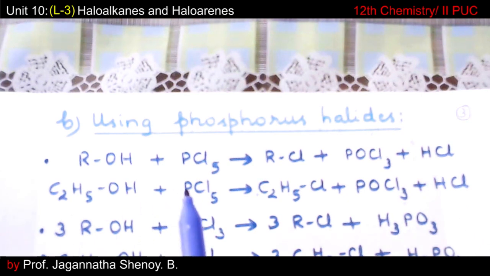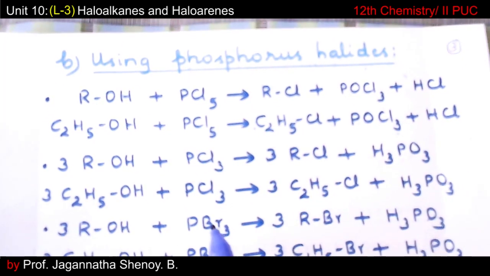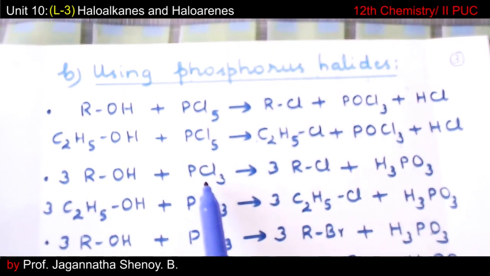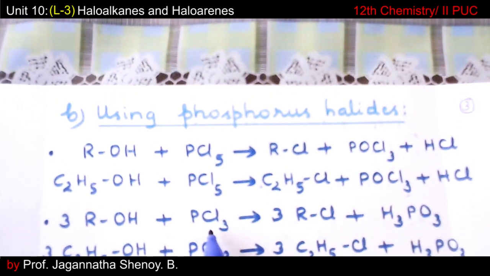But instead of making use of phosphorus pentachloride, I can go for trihalide also. When we say trihalides, we have only two trihalides that are readily available. One is PCl3 and the second one is PBr3. So when you consider PCl3, in what way does the reaction take place? In PCl3, the three chloro groups can replace three OH groups. That is why I will start from three molecules of alcohol. I heat it with phosphorus trichloride.